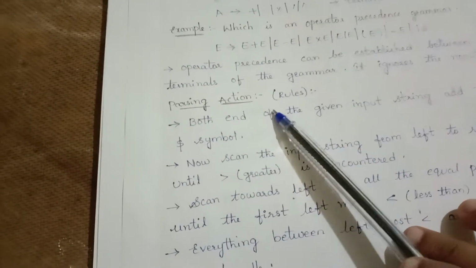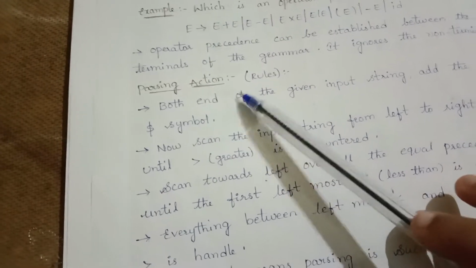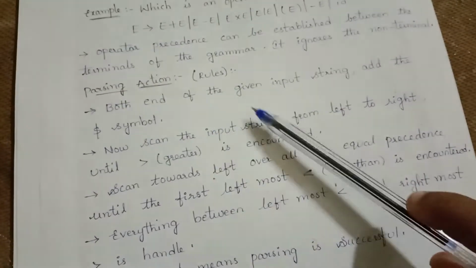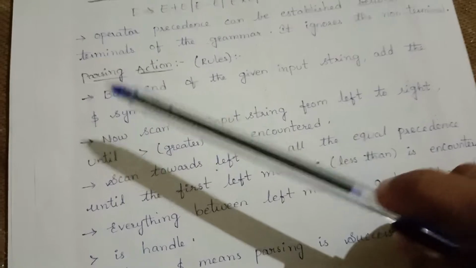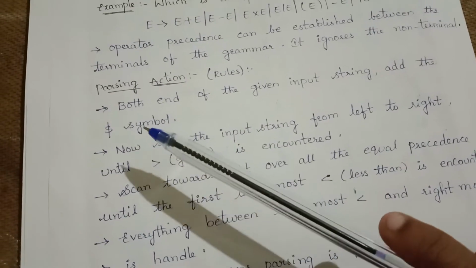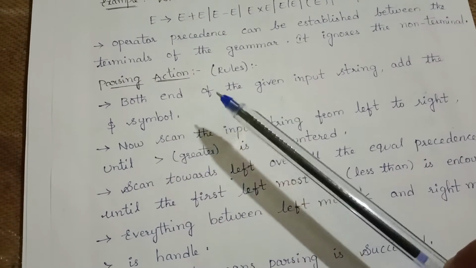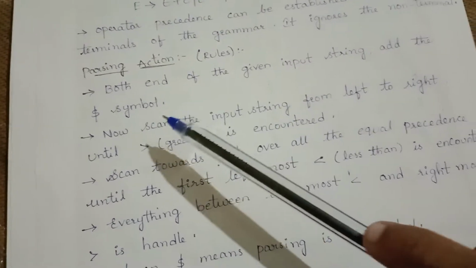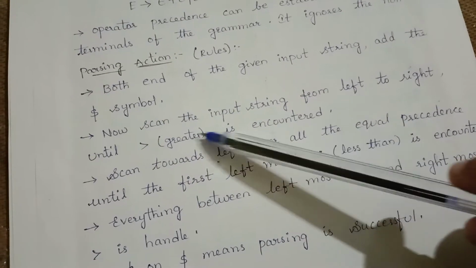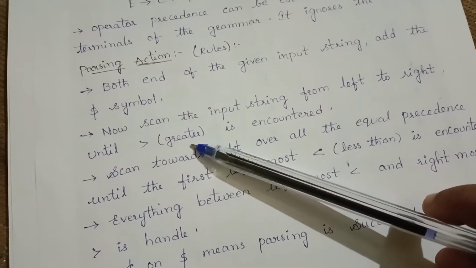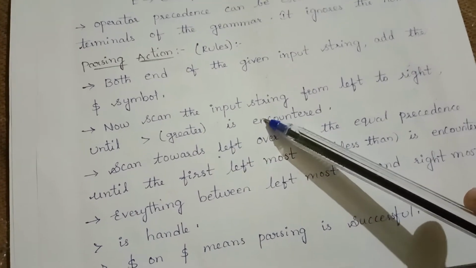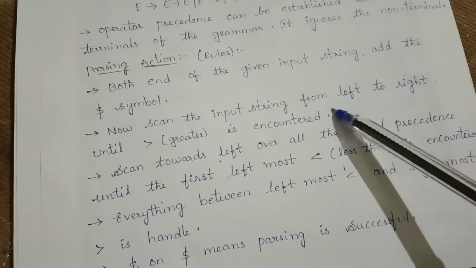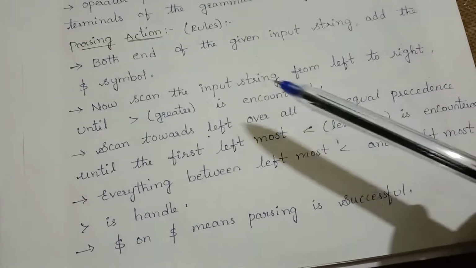So the rules which we follow for the parsing actions are: at both ends of the given input string add the dollar symbol. So for the input string we need to add the dollar symbol at both ends. Now scan the input string from left to right until the greater than symbol is encountered. So until the greater than symbol is encountered, we need to scan the input string from left to right.